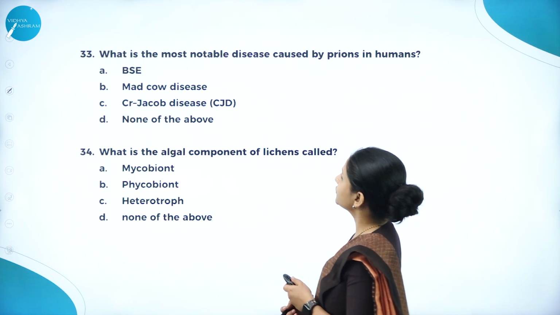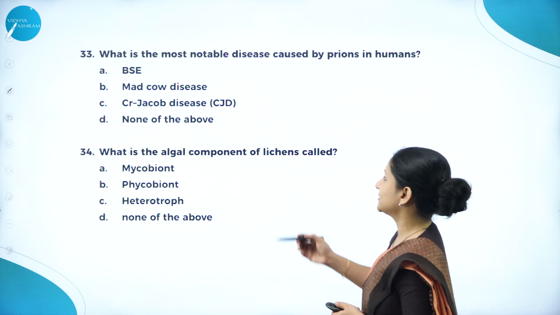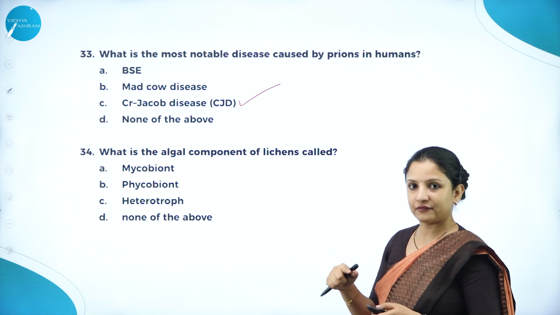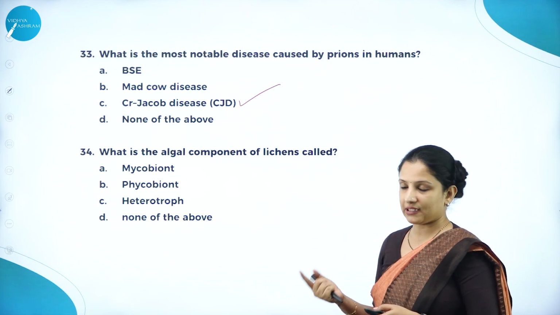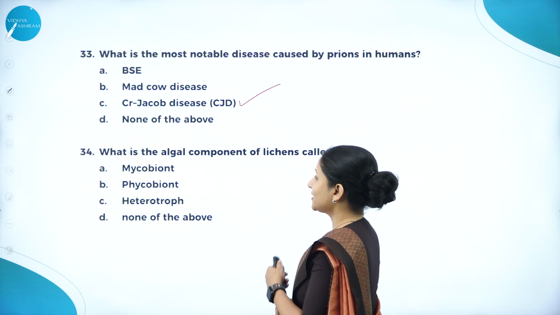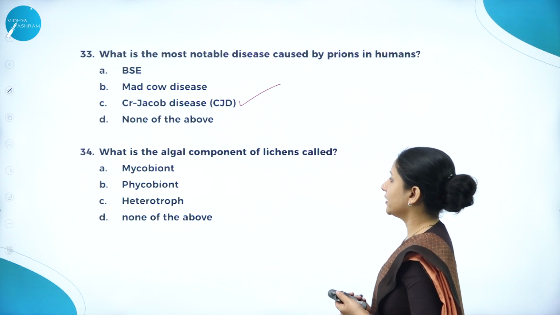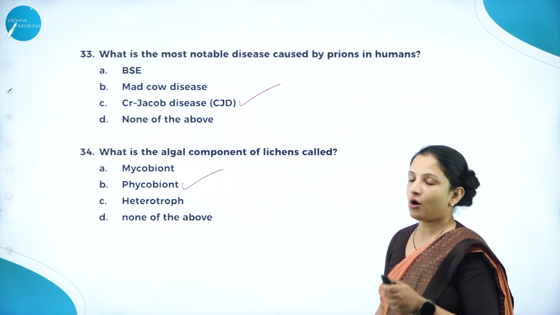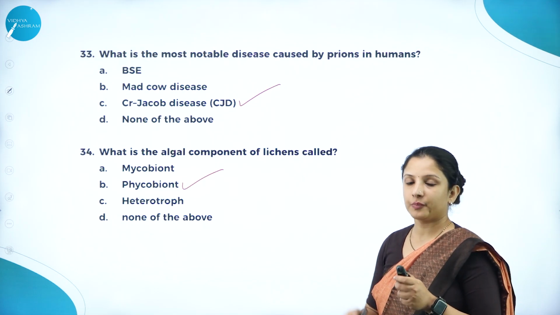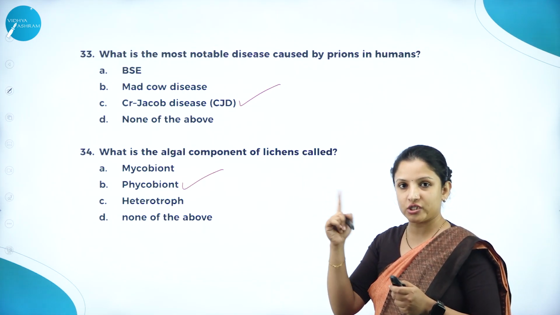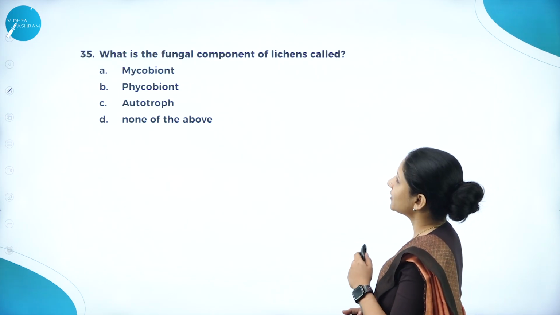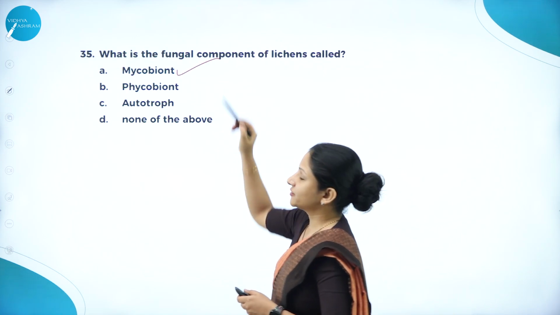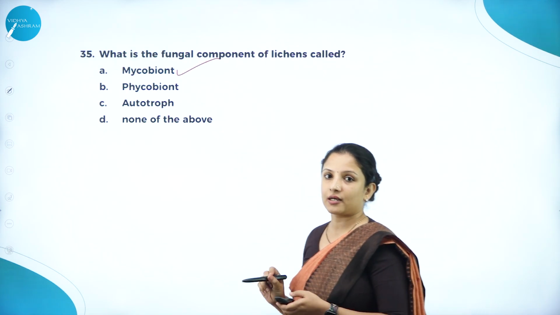Next question, what is the most notable disease caused by prions in humans? It is Creutzfeldt-Jakob disease, because bovine spongiform encephalopathy is called Creutzfeldt-Jakob disease in humans. Next question, what is the algal component of lichens called? The algal component of lichen is called phycobiont. The fungal component of lichen is called mycobiont, because myco means fungus, as in mycology. It is related to fungi. Next question. What is the fungal component of lichens called? It is called mycobiont. So these two MCQs are also very important under this chapter.